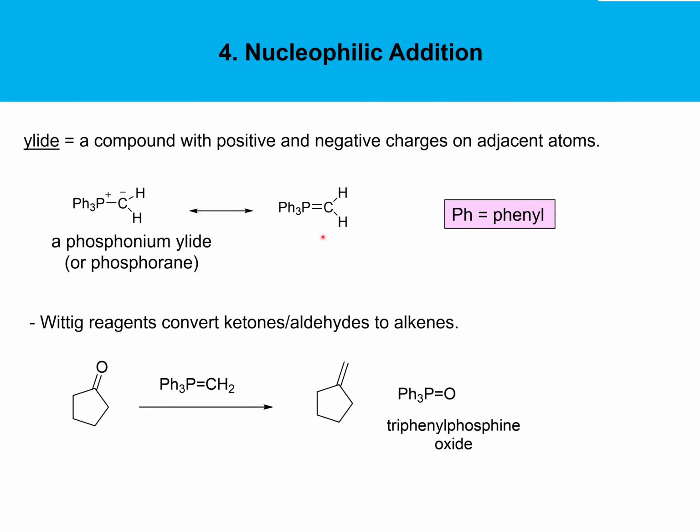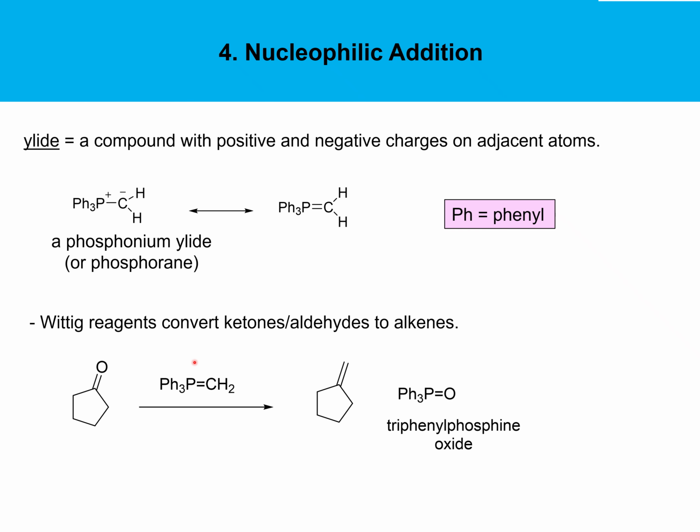The Wittig reaction is used to convert a carbonyl, like a ketone or aldehyde, into an alkene. Here's an example with cyclopentanone. Using this Wittig reagent, we transfer the CH2 and the double bond into the product. As you can see, this carbon that is part of the double bond on the end has two hydrogens, just like the Wittig reagent.